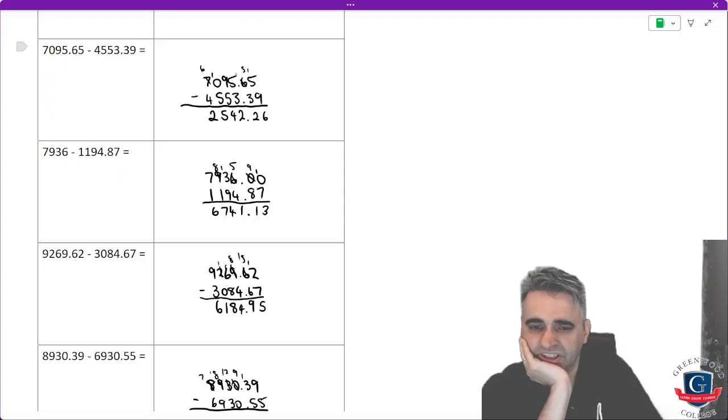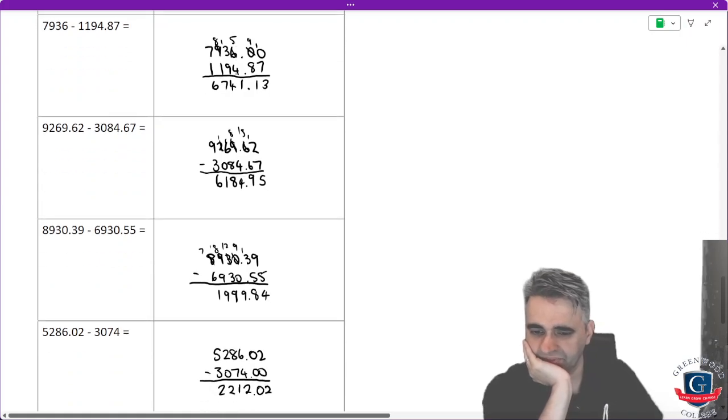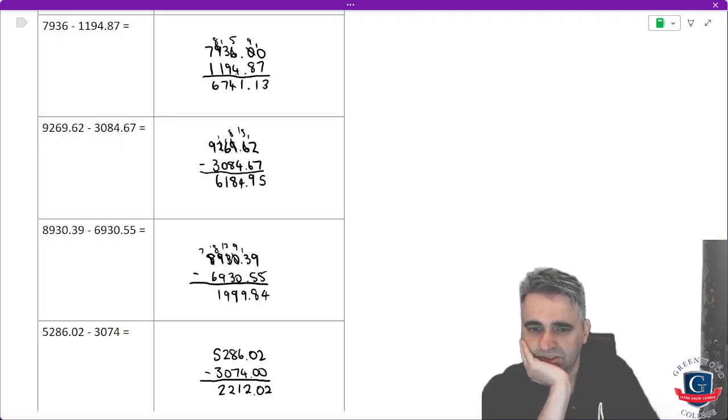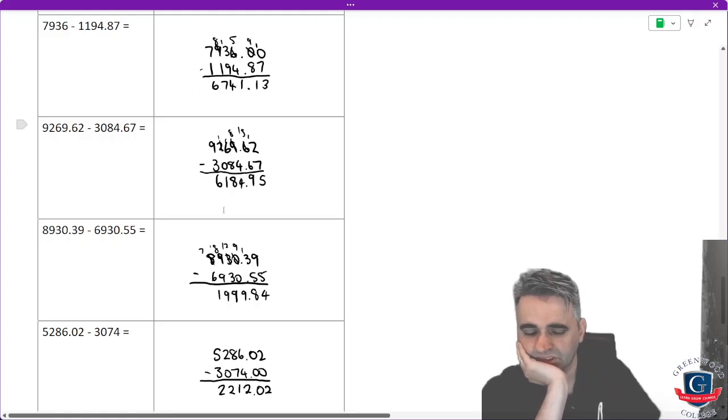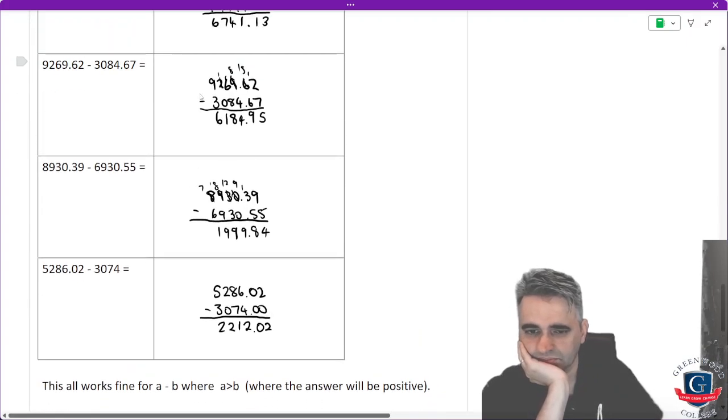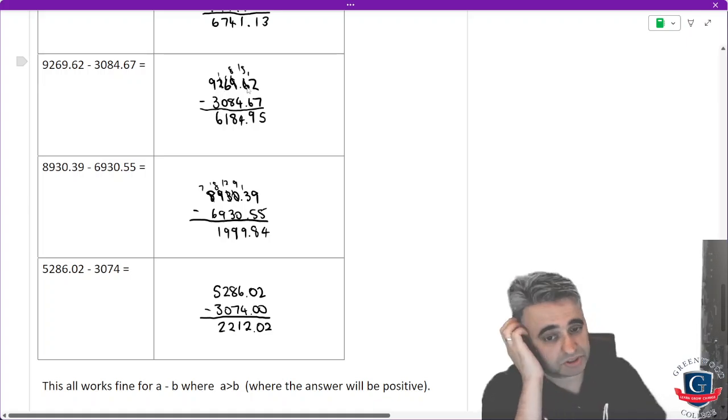9 from 5 you can't. That becomes 5. That becomes 15. That becomes 6. That becomes 2. That becomes 2. That becomes 4. That becomes 0. Borrow 5, 4, 6, 2. Should be able to follow by now. Borrow becomes 3. Subtract. Borrow becomes 4, 7, 6. $9269.62.